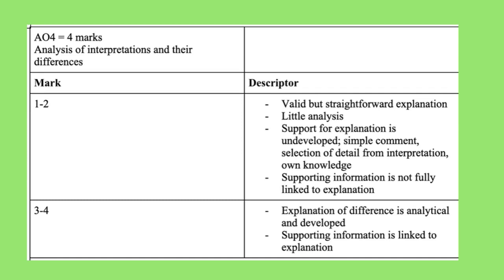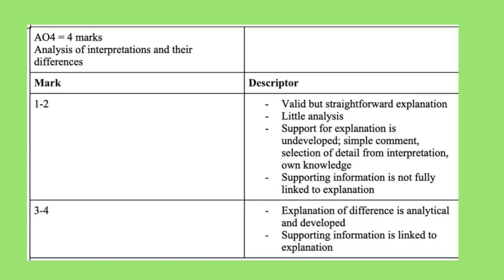overview video. But we do know that all 4 marks here are awarded for AO4, which is your analysis of interpretations and their differences. So in the previous question, we decided what that difference was, but now we need to try and account for it or explain why there is a difference in the first place.